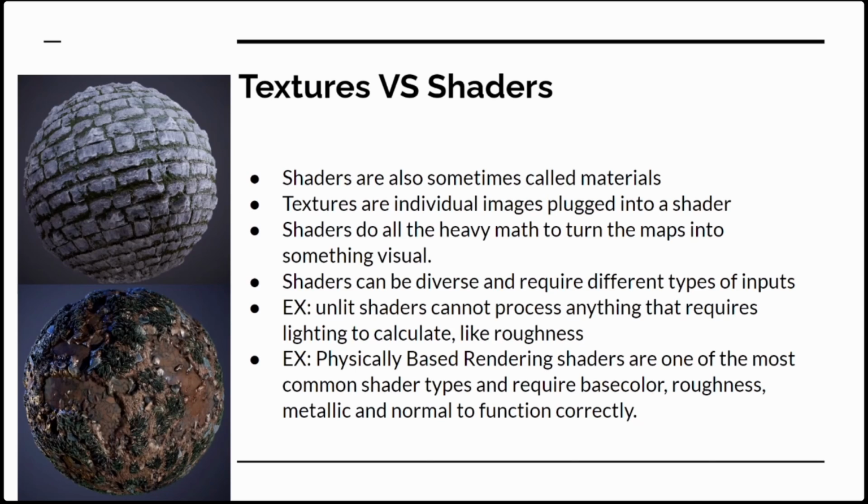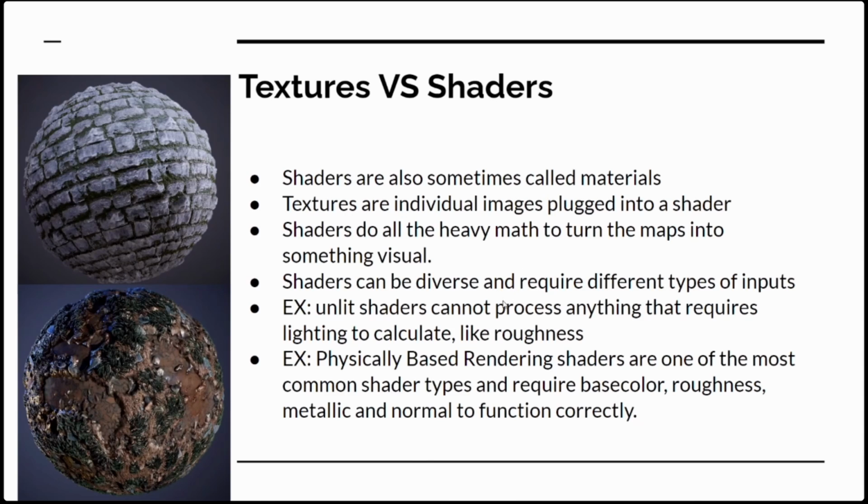Like an unlit shader doesn't process anything that includes light. So anything that you would imagine actually needs light to work, something to reflect, something to look metallic, something to look wet, that kind of stuff that needs light bouncing off of it to work, won't work. So you wouldn't need to create any of that. You could create a base color and get away with it.